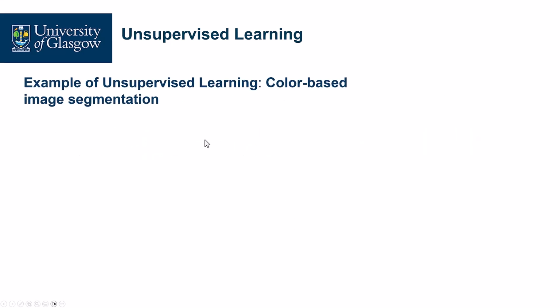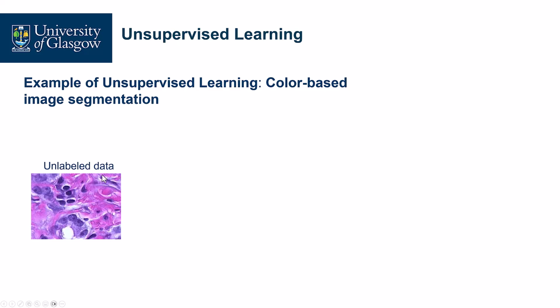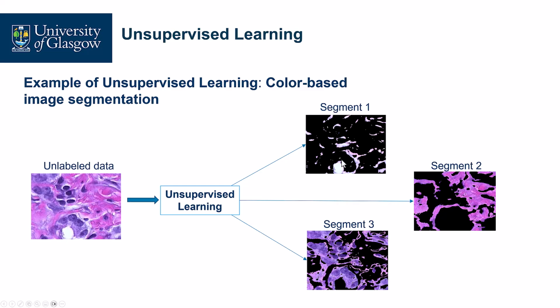Here is an example of unsupervised learning. We want to segment an image based on different colors. This is the image, and it is all unlabeled data, so we use unsupervised learning. Here we use the k-means method, and then we segment the image into 3 segments according to their colors, right? If you are interested, you can see this example in the MATLAB help file. You can search for color-based image segmentation k-means. This is a built-in example in MATLAB.